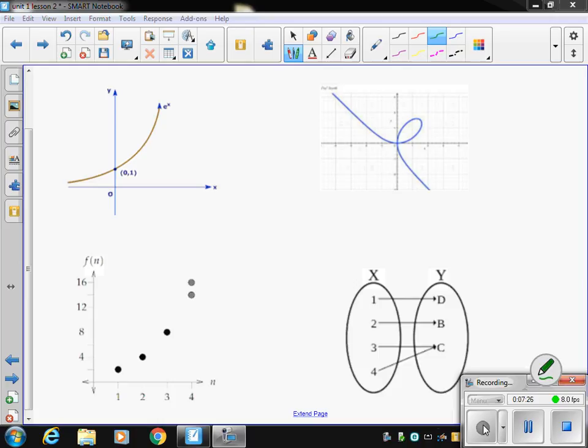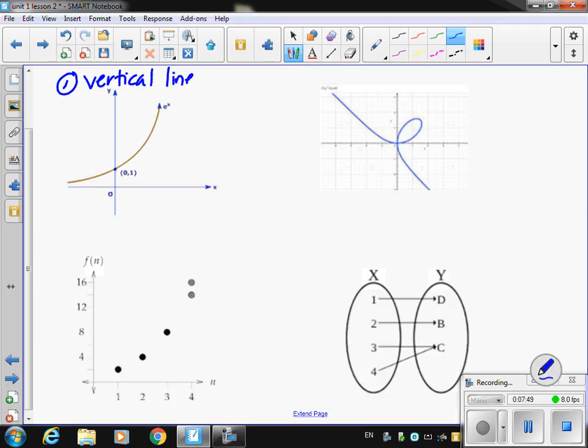I'm going to do this sheet with you, function or not. So this is nice because we have three graphs to work with and a mapping diagram. Number one, for every x value, there can be only one y value. That can be harder to wrap our heads around in a graph, but the vertical line test is super easy.